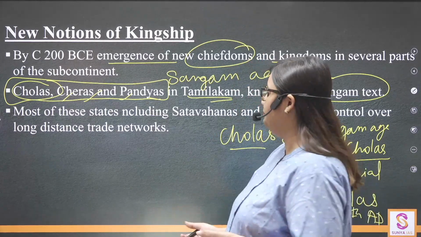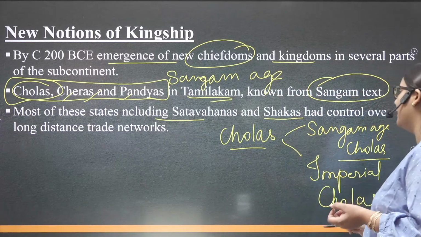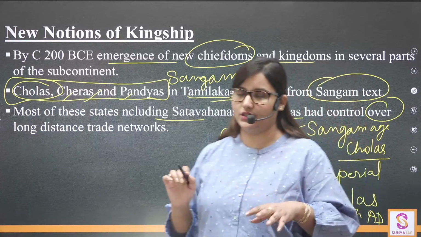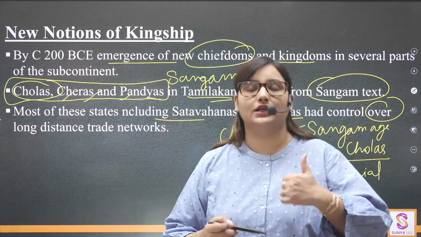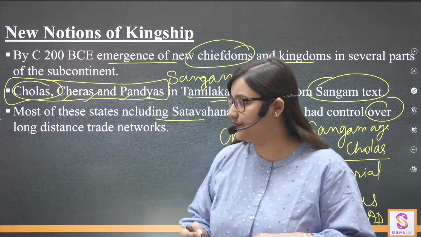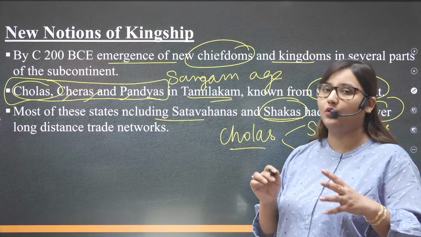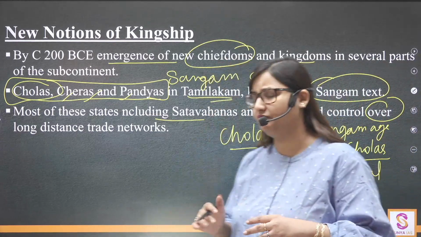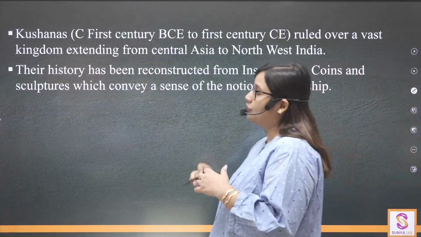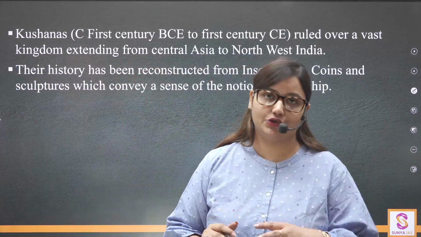Then most of these states, including the Satavahanas and Shakas, had control over long distance trade networks. We will discuss the Satavahanas who were in the part of Deccan India and central India, and then we will discuss the Shakas also, who ruled around the part of western India, and they will be defeated by the Guptas later. Then Kushans are again very important. They will be there by the time of 1st century BC.